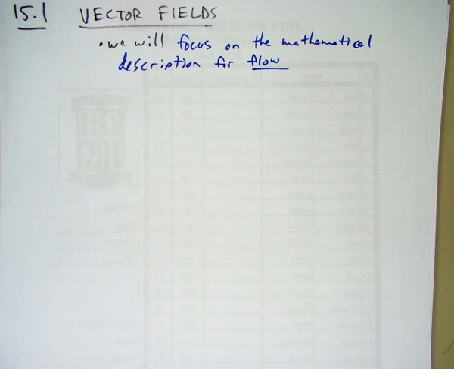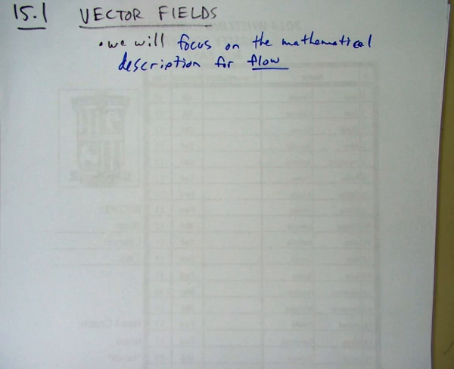We'll talk about curl, which is something that we'll define probably tomorrow, and divergence, just by looking at a picture like this, whether there's going to be divergence or where there are points of divergence and where there's curl. Some other examples.